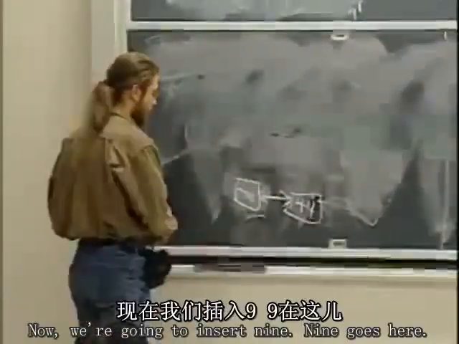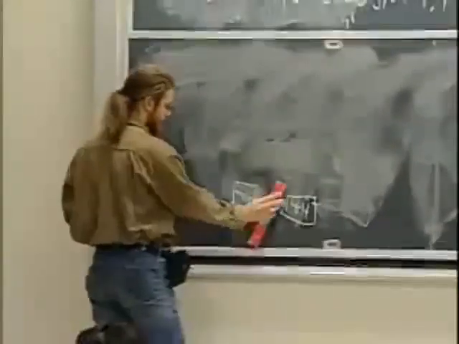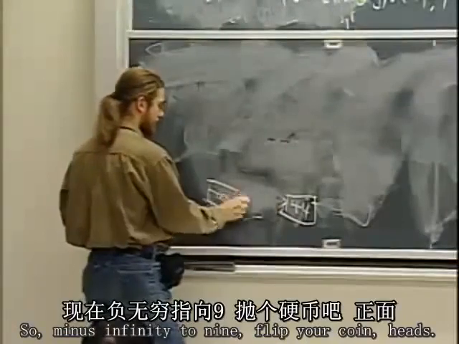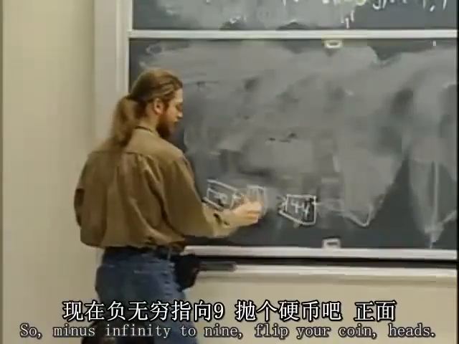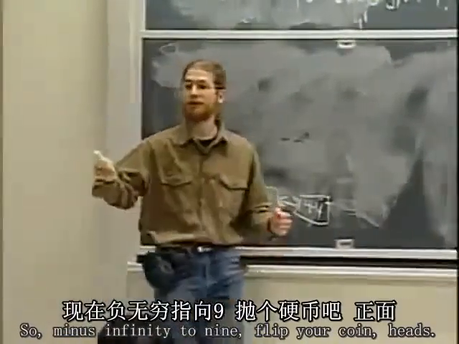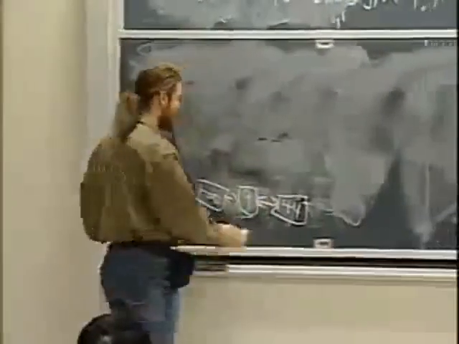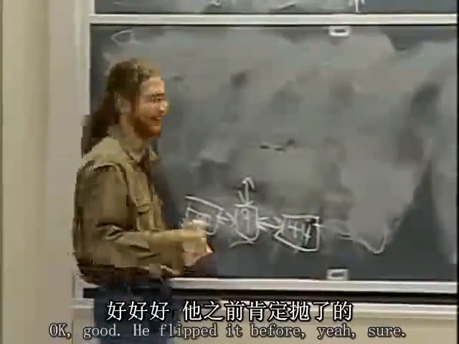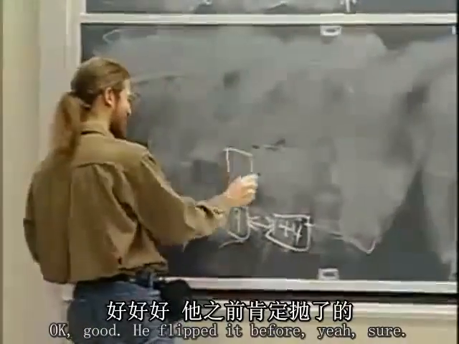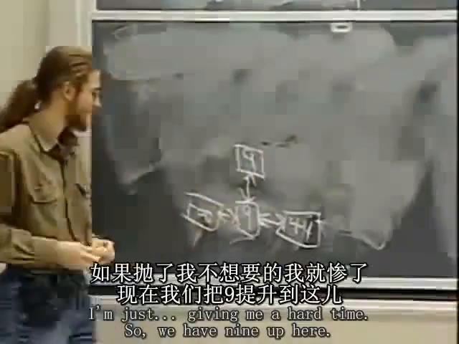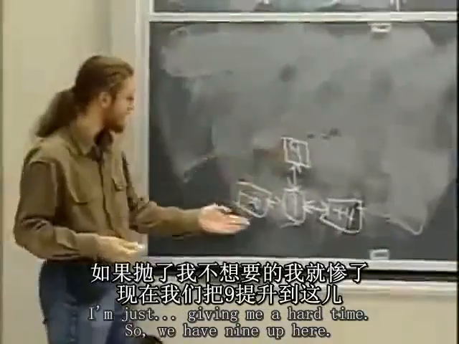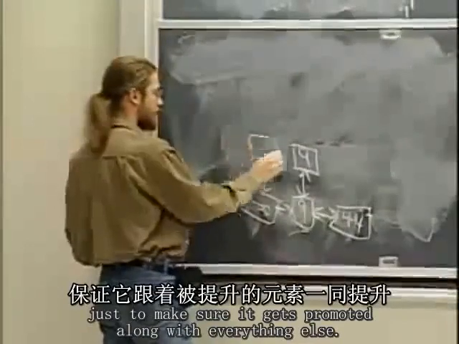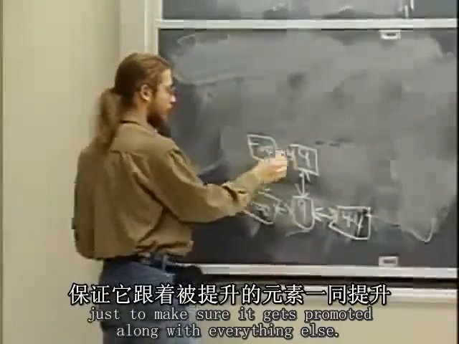Now we're going to insert 9. 9 goes here. So -infinity to 9. Flip your coin. Heads. Oh. Did he actually flip it? Just checking. Okay, good. Oh, you flipped it before? Yeah, sure. Okay, you're just giving me a hard time. So we have 9 up here. We need to maintain this -infinity just to make sure it gets promoted along with everything else. So that looks like a nice skip list.